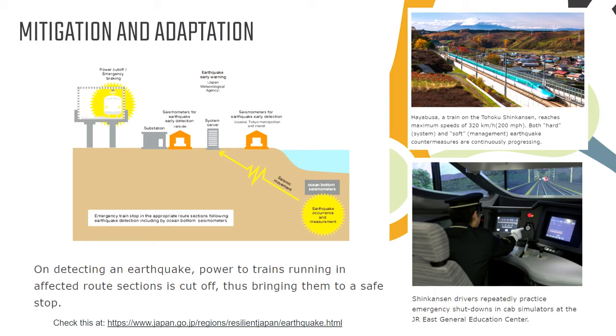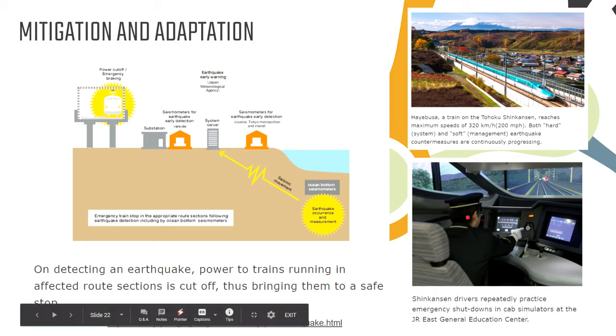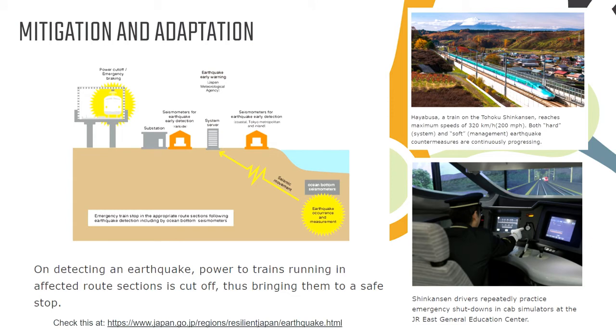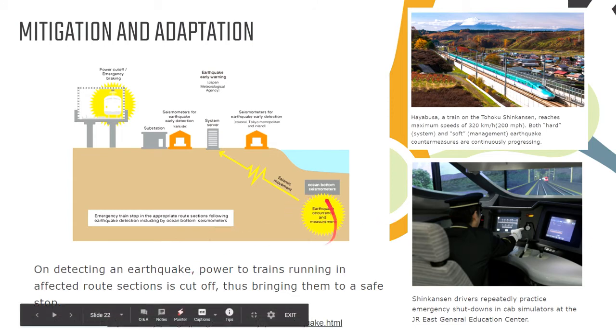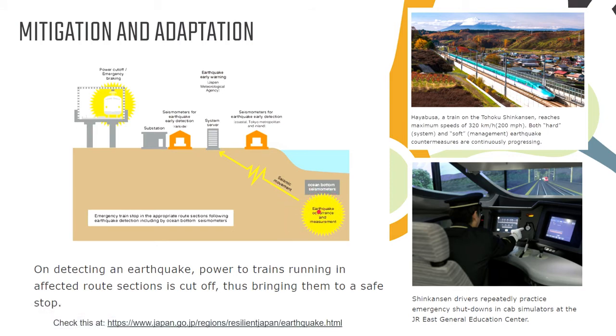That includes Shinkansen drivers repeatedly practicing emergency shutdowns. This is one of the technologies that they have. Once there's a seismic movement or an earthquake detected by their sensors, it will immediately shut down the Shinkansen. It will immediately relay the information to the substation, and then the emergency brake will be put in place. Emergency trains stop in the appropriate route sections following an earthquake detection.